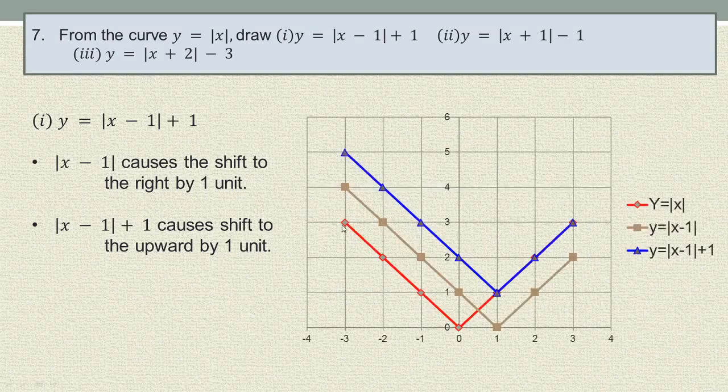So the red color is the base, and you cannot see it because this blue line is there. This brown is nothing but modulus x minus 1, which causes a shift to the right side of the base function, by 1 unit. And this blue is the resulting graph, upward by 1 unit. You should draw the answer alone, the blue color alone, in the answer section. So in this way you can draw.